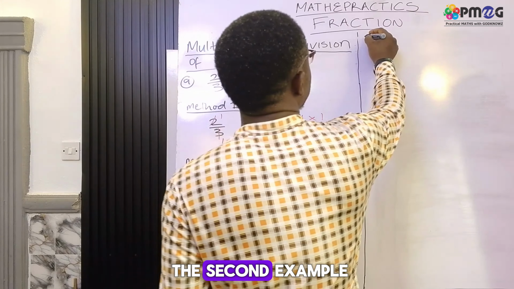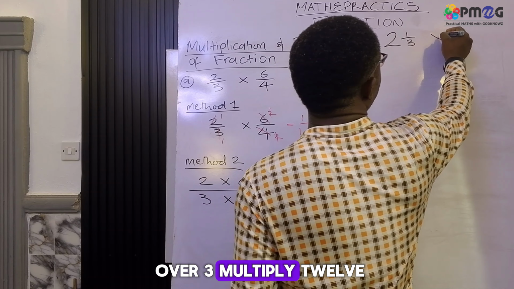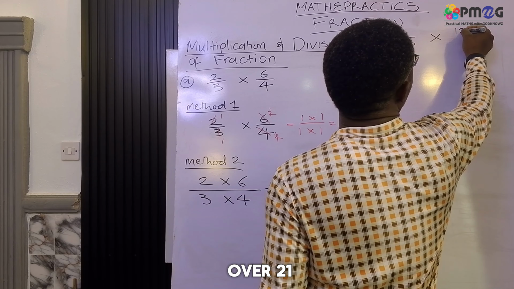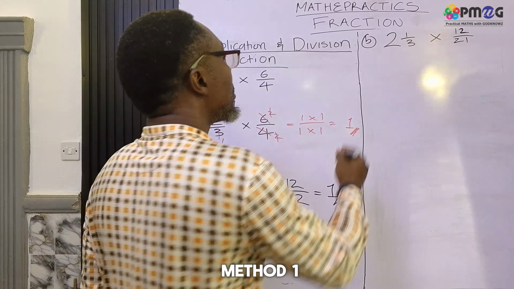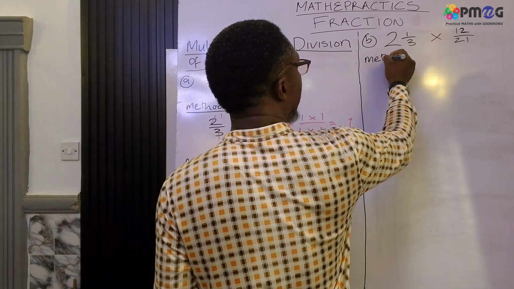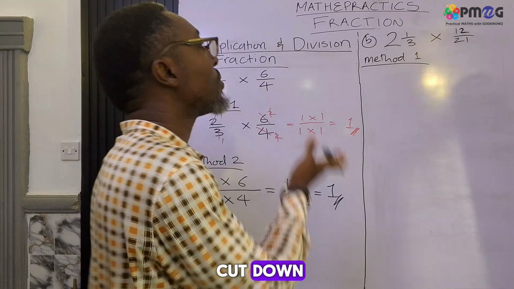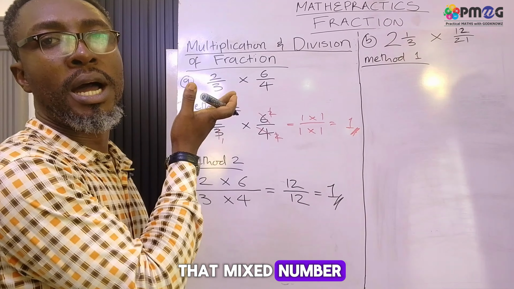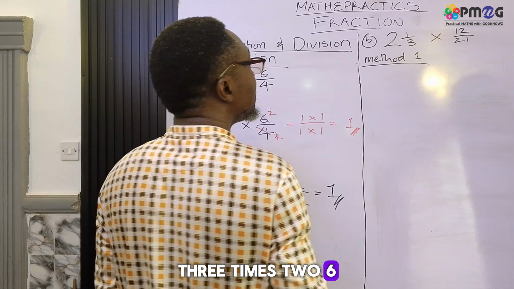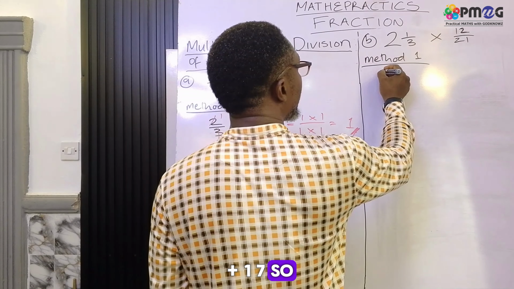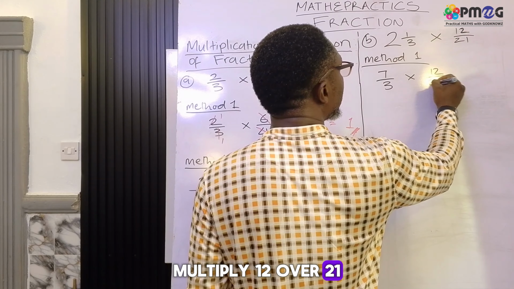Now let's go to the second example. 2 whole number 1 over 3 multiplied by 12 over 21. Let's start with method 1. Method 1, I call it cutting down. But before we can cut down, we have to change that mixed number to an improper fraction. 3 times 2, 6, plus 1, 7. So we have 7 over 3 multiplied by 12 over 21.